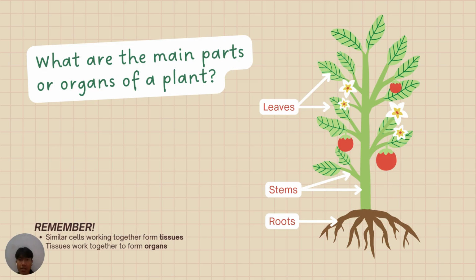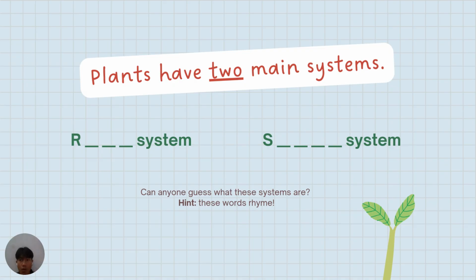First, let's remember a basic rule of biology. Similar cells work together to form tissues, and tissues work together to form organs. When we talk about plant organs, the main organs we are referring to are the leaf, stem, and the roots. Now, these organs don't work alone, they work together. Plants generally have two main systems.